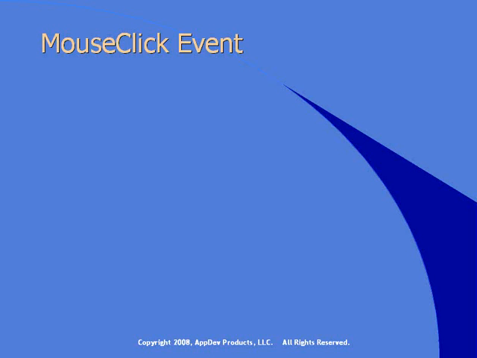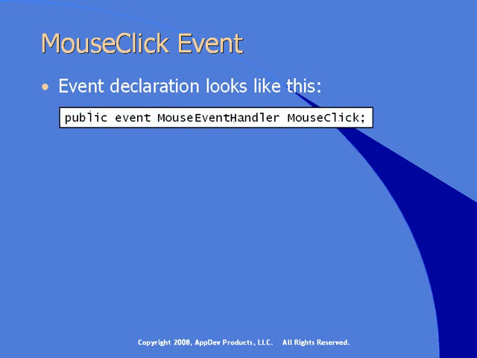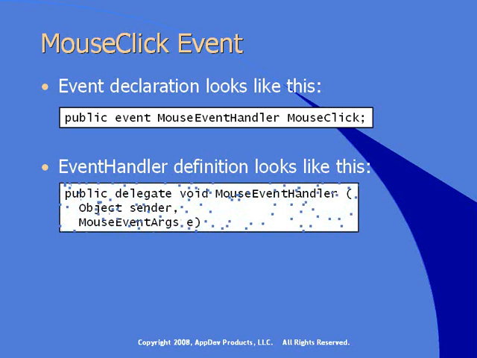Same thing goes, say, for the MouseClick event. The event declaration looks like this. It's a public event, MouseEventHandler is the type, and MouseClick is the name of the event. And the MouseEventHandler looks like this. It's a delegate. It accepts object as its first parameter and MouseEventArgs as its second parameter. If you want a procedure to handle the MouseClick event, it must have this particular shape.